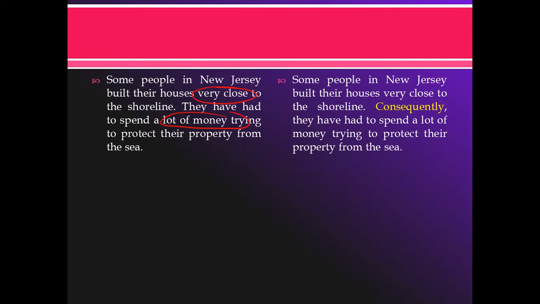So now, this is rephrased. Some people in New Jersey built their houses very close to the shoreline. Consequently, because of this, they have had to spend a lot of money trying to protect their property from the sea. Now, the two thoughts flow much better. They did this, because of this, this happened. Okay, it's another transition. It links two sentences.